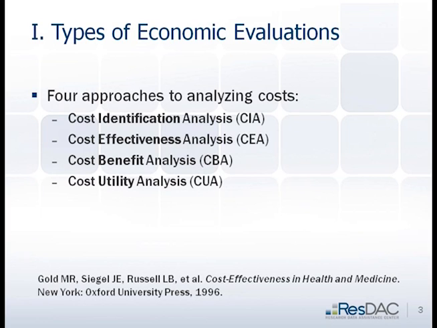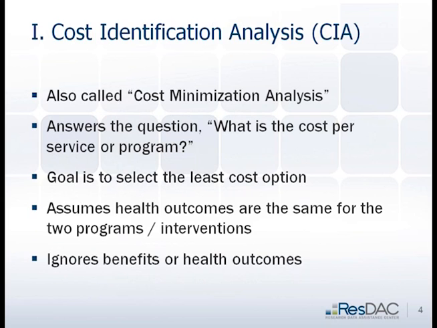So for those health economists, this is probably old hat, but for the rest of you, there are 4 approaches to really analyzing costs. The first is cost identification analyses. The second is cost effectiveness analyses. The third, cost benefit analyses. And the fourth, cost utility. And you see at the bottom that there is a reference to the gold textbook, and that's still the gold standard. Pardon the pun there, because the author's name is Gold. So that's listed there for your reference.